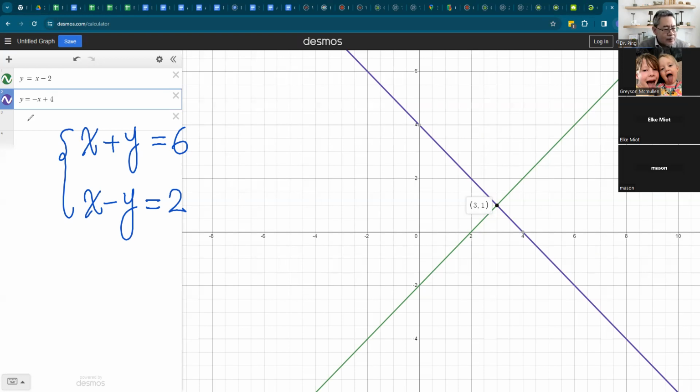Okay, so now let's work them together. On this one, first of all, we have to rewrite this in slope-intercept form. So could you show me how you write this in slope-intercept form? Just on the chat. Just type out y equals what?